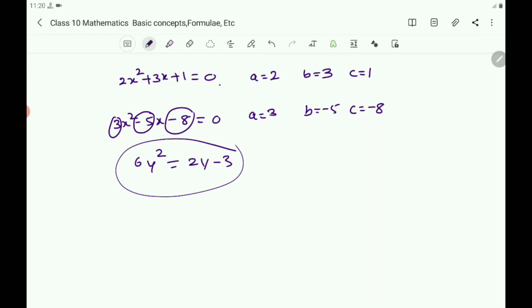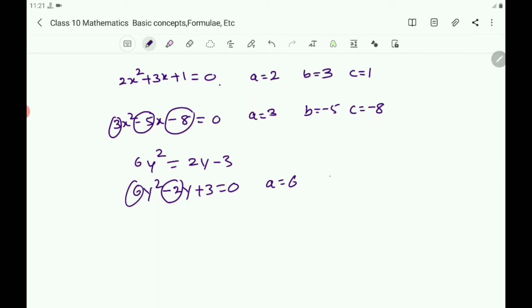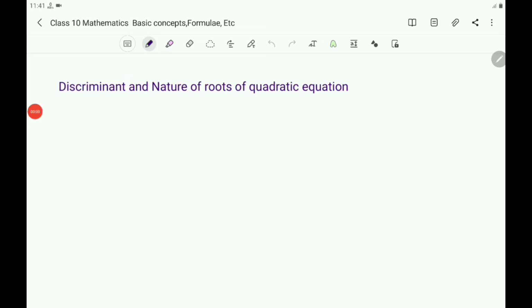Here you must bring this to the form of a quadratic equation by transferring this 2y minus 3 to the LHS. That becomes 6y square minus 2y plus 3 equals 0. After transferring, 2y becomes minus 2y, and minus 3 becomes plus 3. Then you write the values of a, b, c. Here a is the coefficient of y square, that is 6, and b is the coefficient of y, that is minus 2. c is the constant, c equals 3.